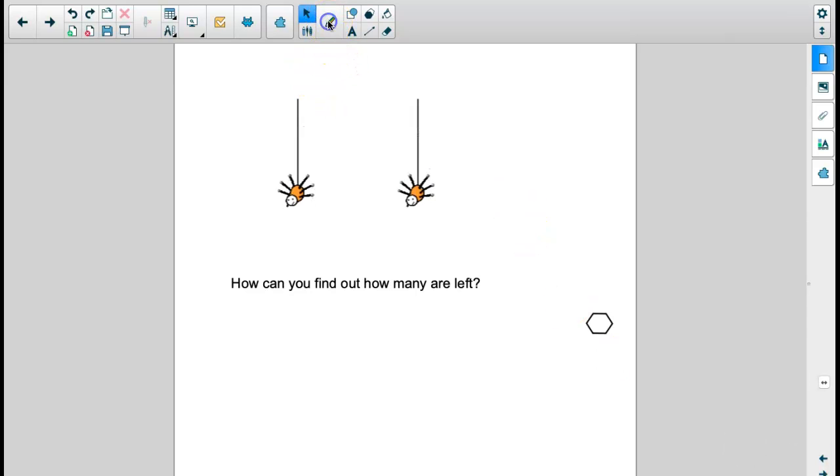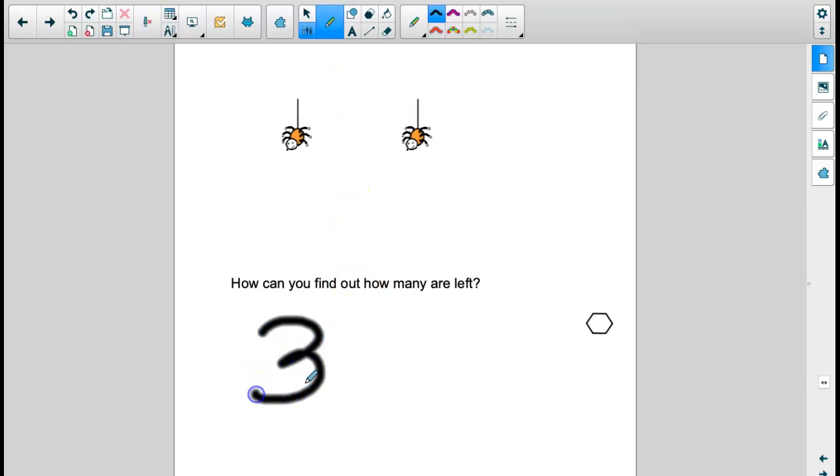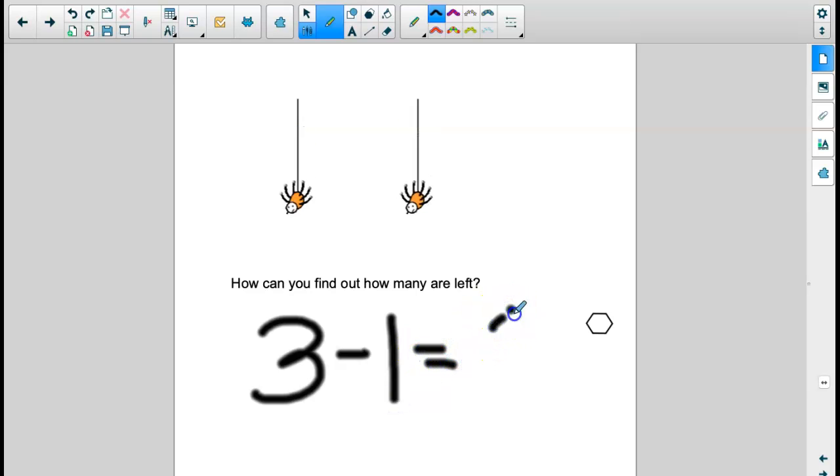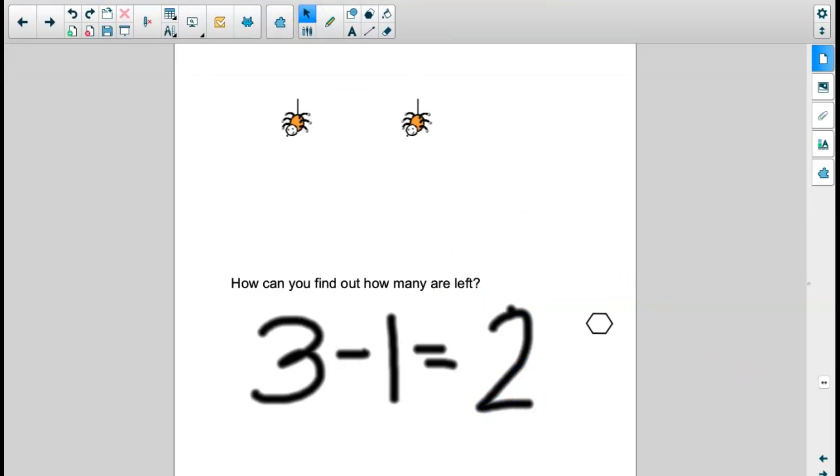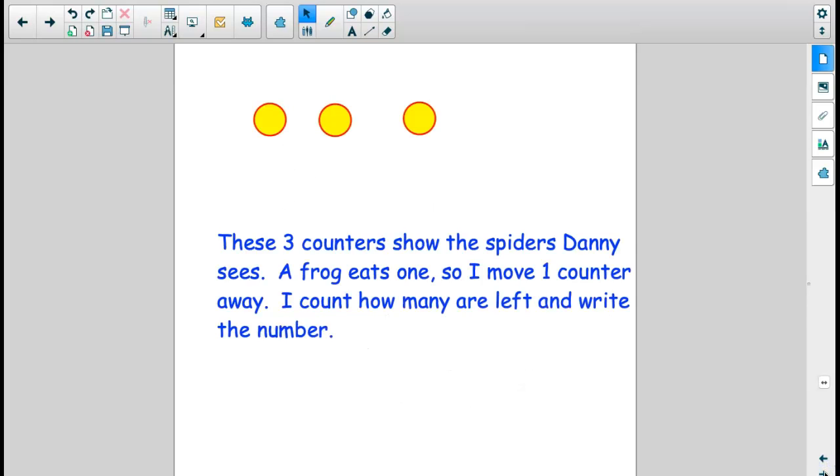So if I wanted to write a subtraction sentence, I could say, Danny saw 3 spiders. We use the symbol minus. The frog ate one of them. How many spiders are there still left? Okay, so that's the basic subtraction problem.